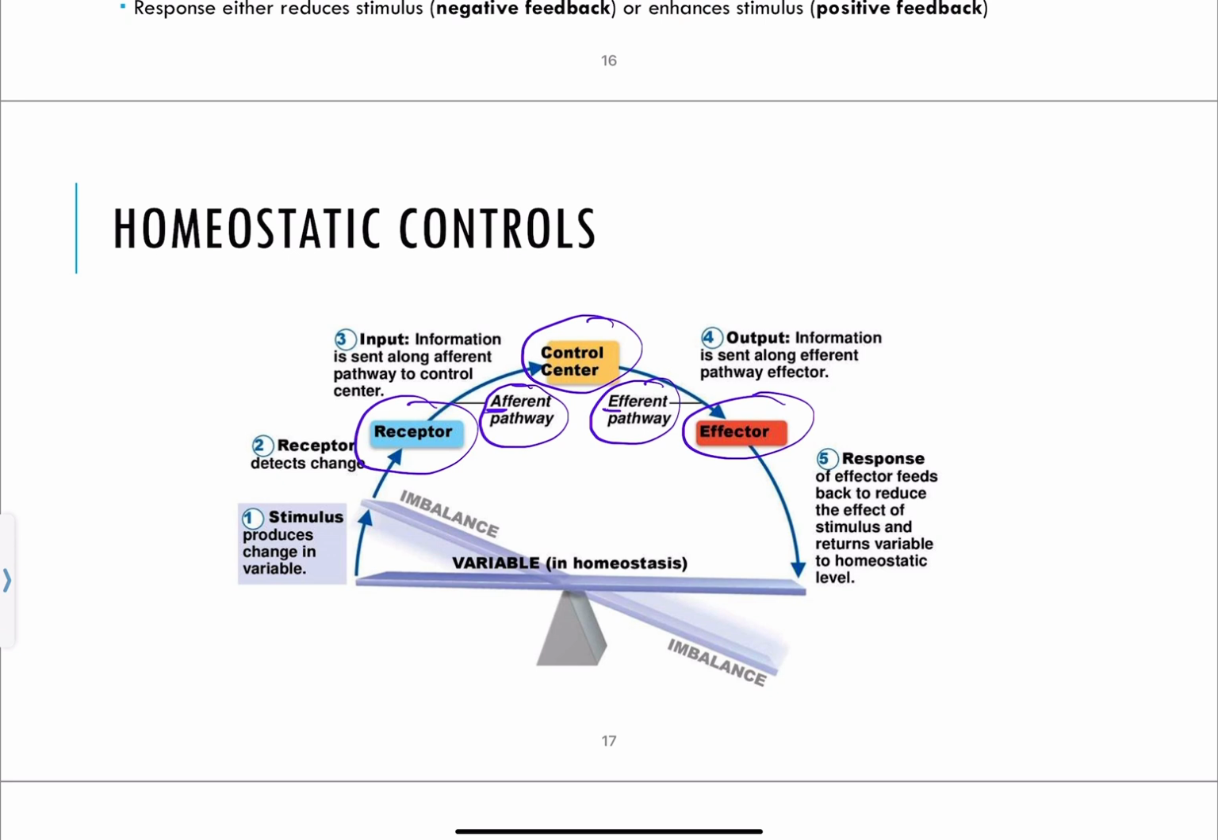Our control center is going to process the information that it received from the initial stimulus to determine what it should do or what its response should be. And then it's going to send its information out along the efferent pathway to our effector, who will actually respond to whatever the initial stimulus was.